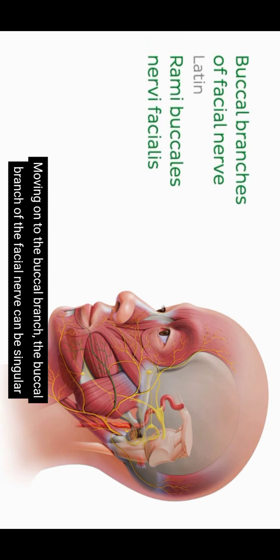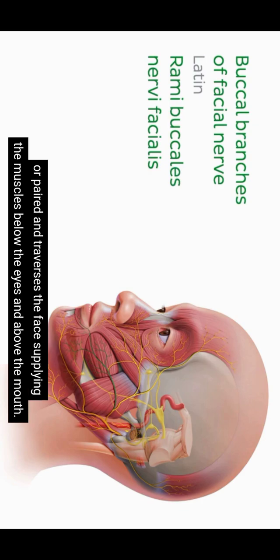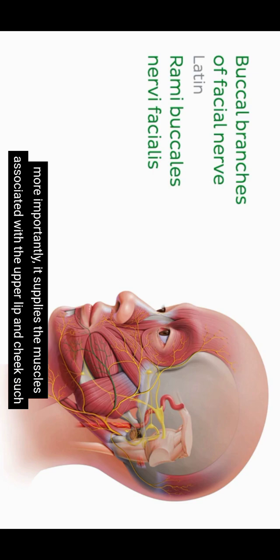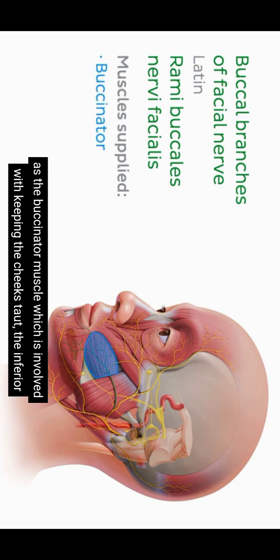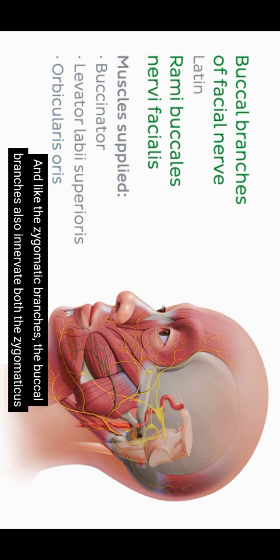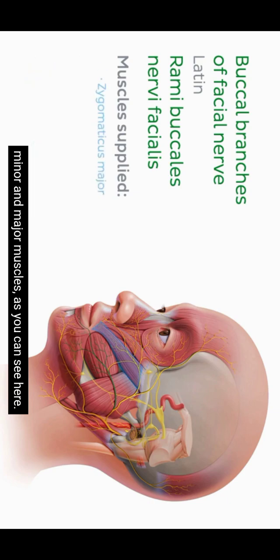Moving on to the buccal branch of the facial nerve, it can be singular or paired and traverses the face supplying muscles below the eye and above the mouth. As you might guess, many of these muscles overlap with the zygomatic branches. However, more importantly, this supplies the muscles associated with the upper lip and cheek, such as the buccinator muscle, which is involved with keeping the cheeks taut, the inferior fibers of the levator labii superioris, and the upper part of the orbicularis oris, which encircles the lips. And like the zygomatic branches, the buccal branches innervate the zygomaticus minor and major muscles.